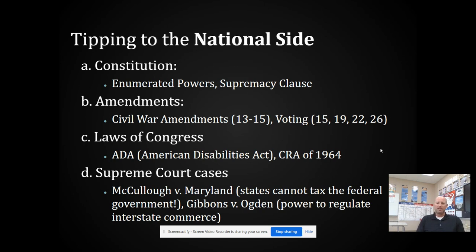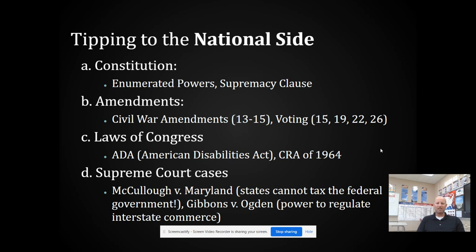McCulloch v. Maryland, right? So you remember that the federal bank was created and put in the state of Maryland. Maryland tried to tax the bank, so basically they sue the clerk from the bank, and then eventually the case goes all the way to the Supreme Court. And what we find out is that states cannot tax the federal government. The federal government cannot tax the states, right? So that's going to favor the federal government, saying, "Hey, states, you're not as powerful as you think you are."